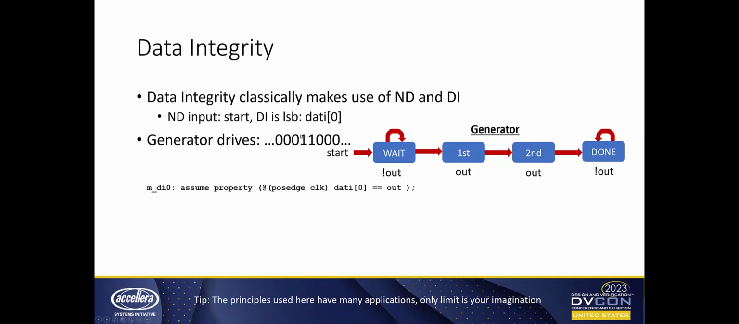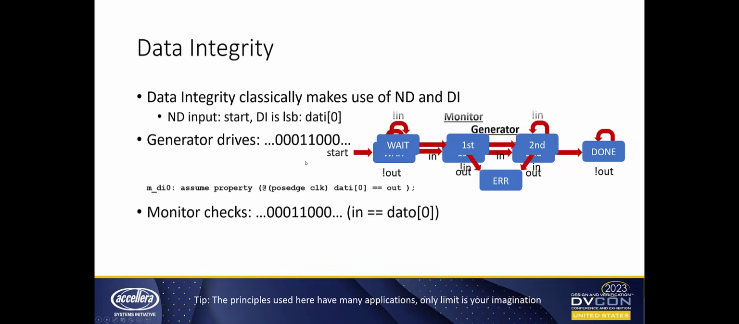So formal will pick when these 2 1s are driven back to back such that it will find different bugs in the design. So at some point formal says start, and you're just sitting here outputting 0s, and then you're going to output 2 1s back to back.